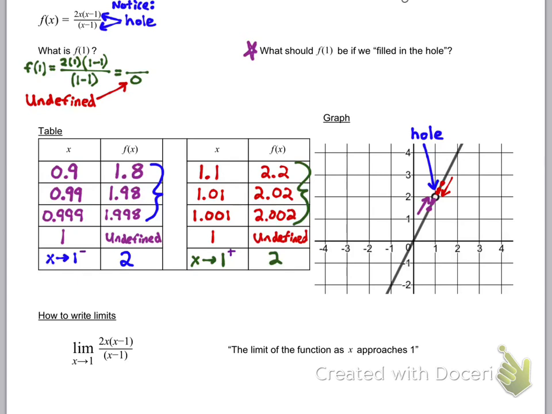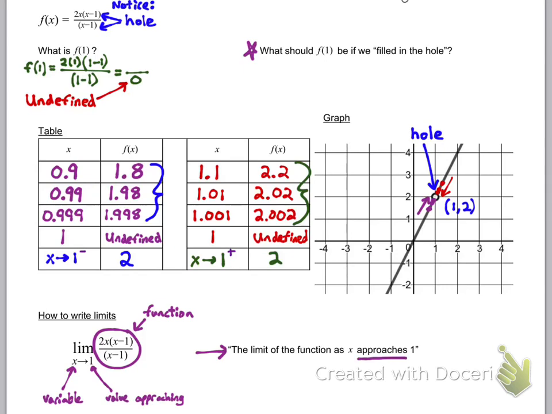So this is how you write the limit. You say, first of all, the limit of the function 2x times x minus 1 over quantity x minus 1 as x approaches 1. So you always write a variable first. That is always the variable that is approaching the number. And that 1 is the value we're approaching. This over here on the right is always the function. So it's typically read: the limit of the function as x approaches 1.